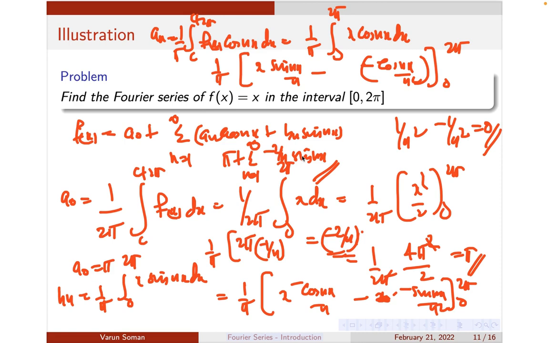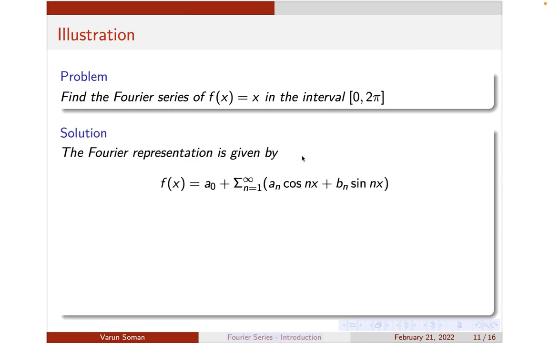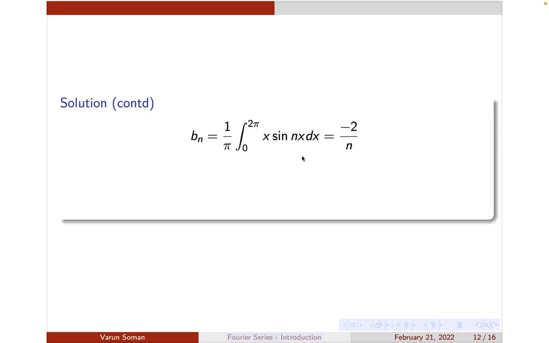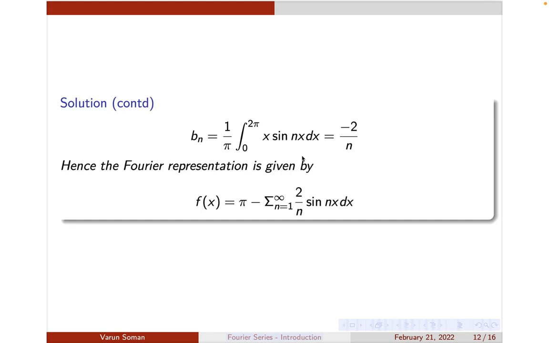Okay, I hope it is clear. Just write down the formula, plug in the values, and then write it down. So the value of a naught here is pi, an is 0, and the value of bn is minus 2 by n, and the Fourier series representation is given by this quantity. If you want, you can take 2 outside also, but this is the corresponding Fourier series representation. Okay, so I hope it is clear how to do Fourier series representation.